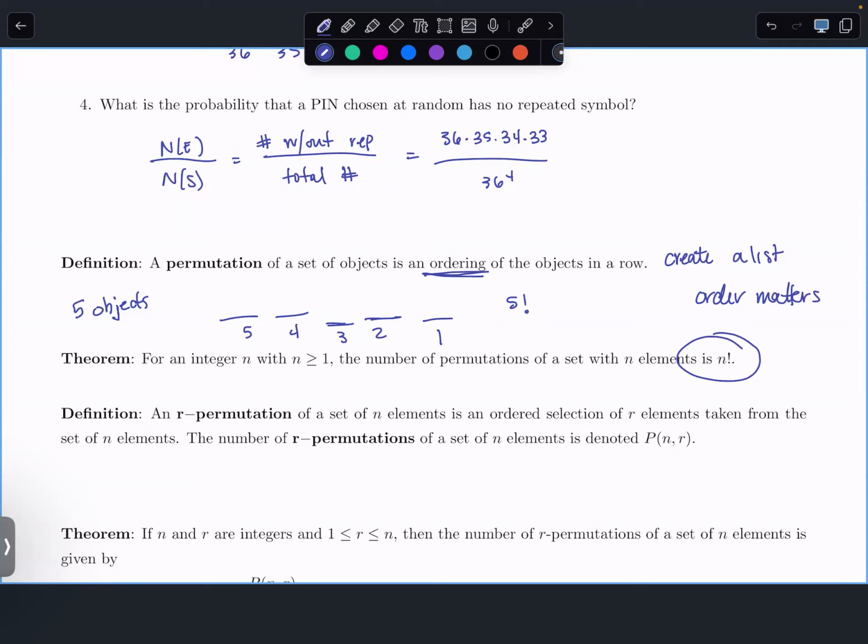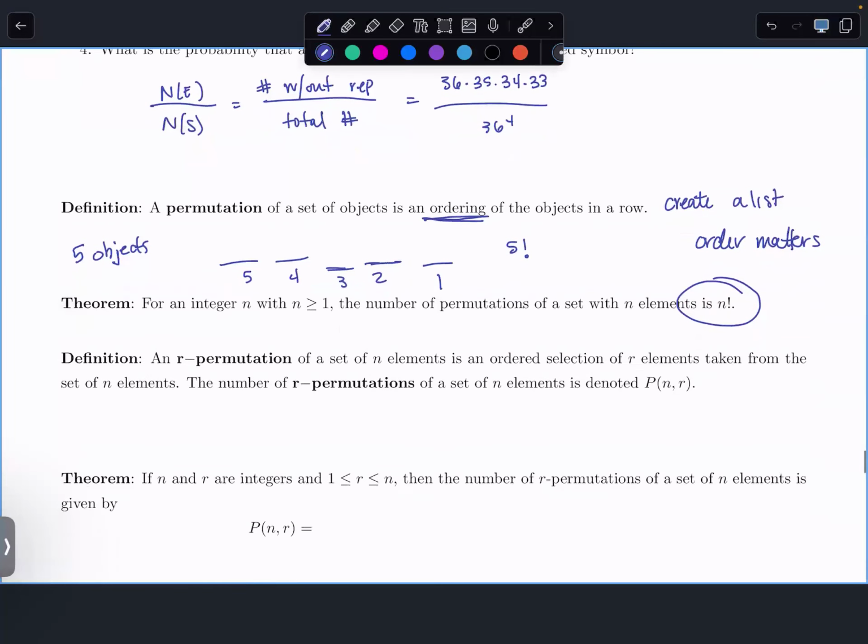No. A combination, the order does not matter. So like a combination would be the 5 of us together in a set. Just the 5 of us together. So there are more permutations of the 5 of us than there are combinations of 5 of us, because you would list us one by one.